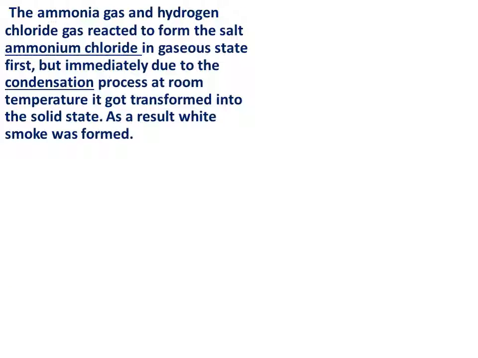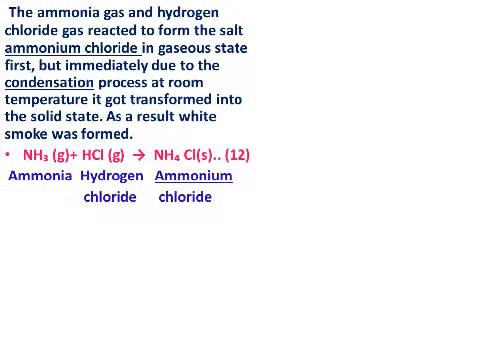The ammonia gas and hydrogen chloride gas react to form the salt ammonium chloride in gaseous state at first, but immediately due to condensation at room temperature it gets transformed into the solid state. As a result, white smoke is formed. This is the reaction: ammonia plus hydrogen chloride, then the formation of ammonium chloride.